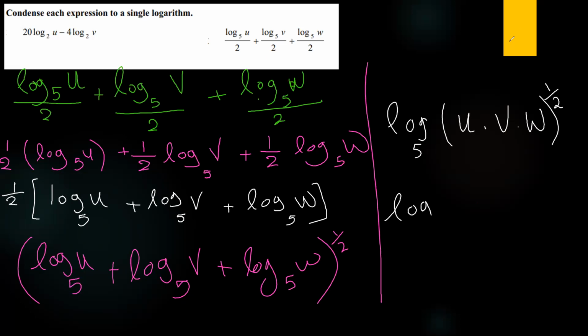So it's the logarithm to the base 5 of. Now, if you have x to the power half, how can I rewrite it? Any number to the power half. Square root. Bravo. So it's like square root of u times v times w. Is it clear? Yes, teacher. Okay.